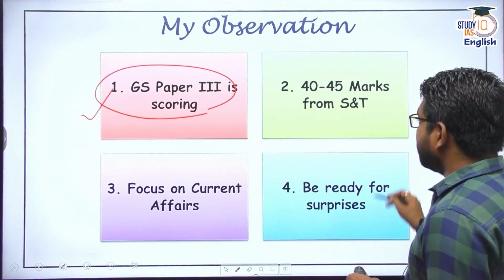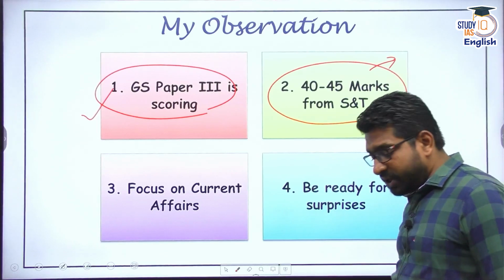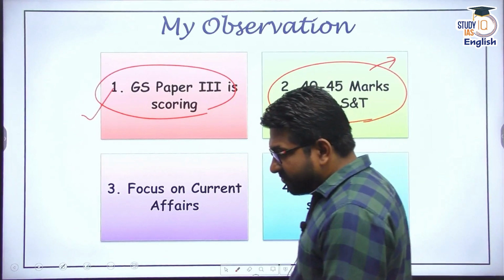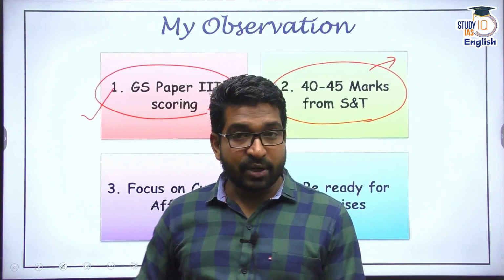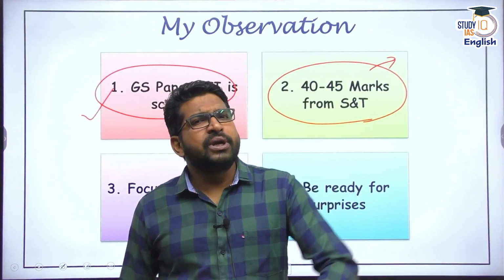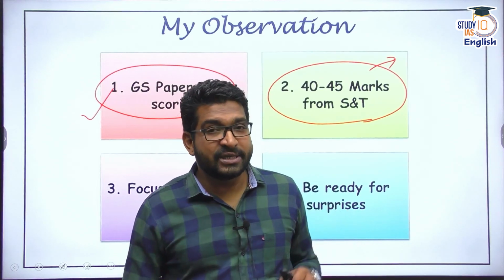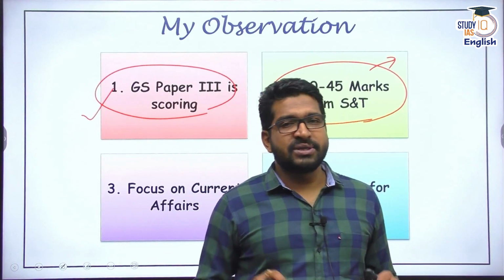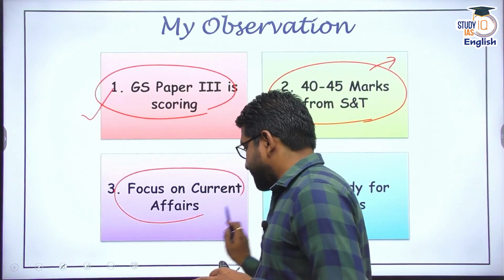The next pointer is every year you are getting somewhere between 40 to 50 questions. That means one-fifth of the question paper itself is science and technology. So you cannot ignore it. And there is no need to prepare in a special way. What we have observed from all these questions, the majority of the questions in the last 7 to 8 years have been focusing on current affairs.